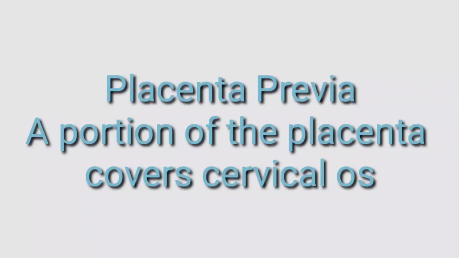Placenta previa is a condition where a portion of the placenta covers the cervical os. Normally there are two os, the internal cervical os and the external cervical os. The placenta is the organ which supplies nourishment to the baby, and during delivery it plays a vital part because the placenta remains inside and comes out at the time of delivery, at the end of the baby's expulsion.